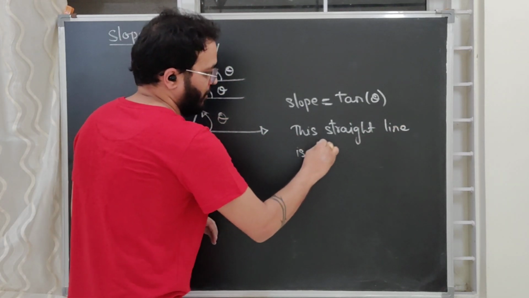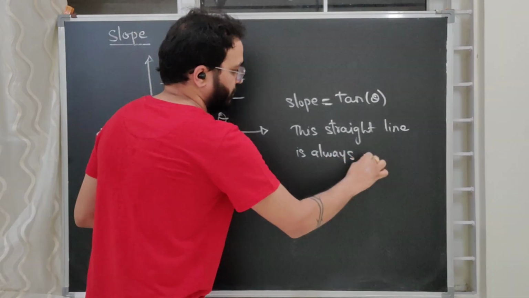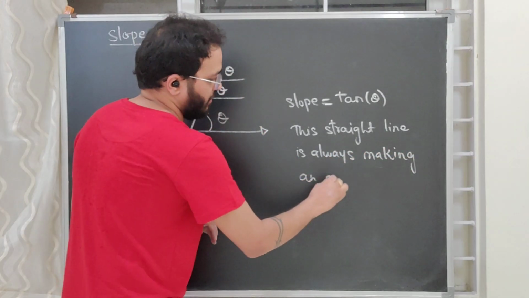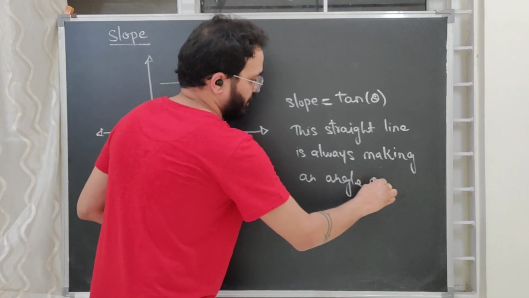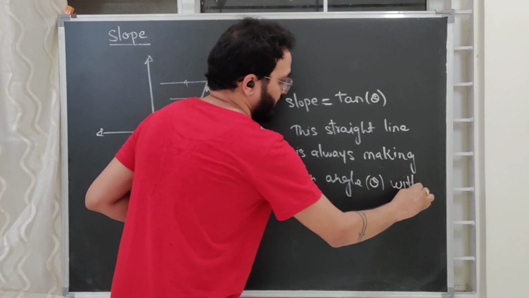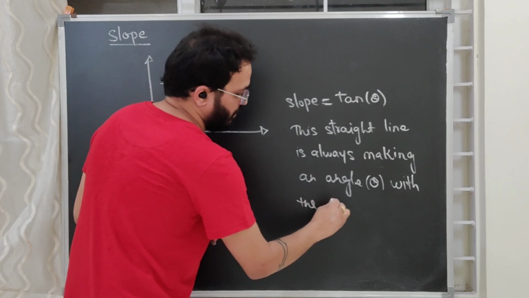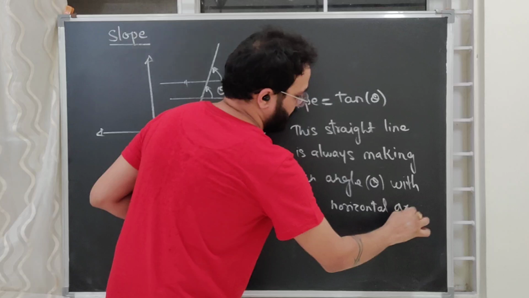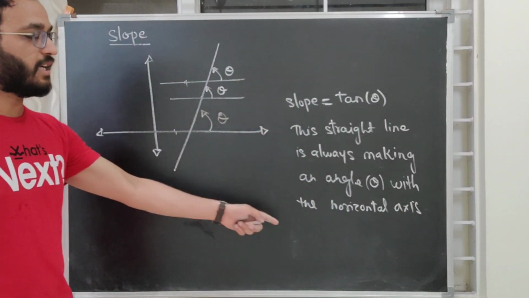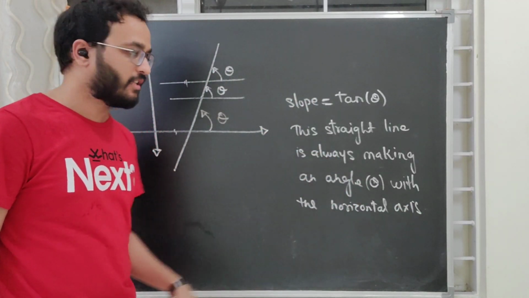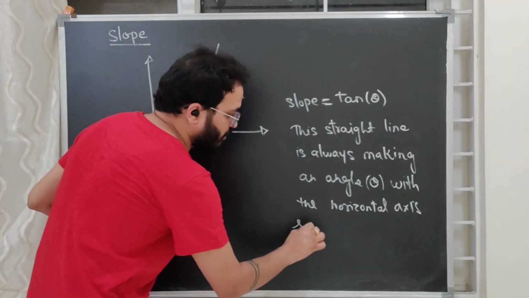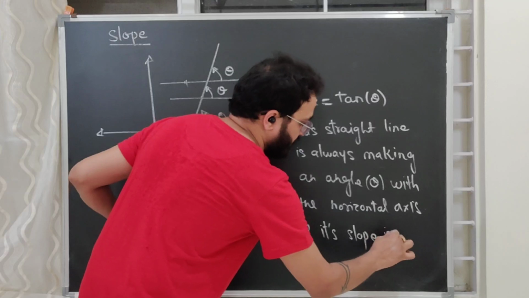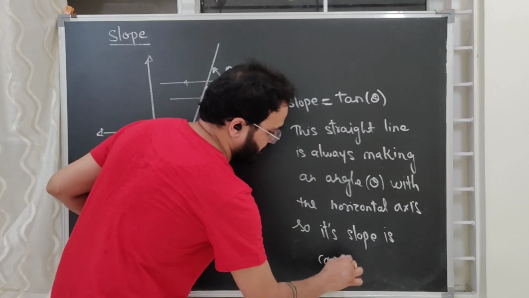Okay, that means this straight line is always making an angle theta with the horizontal axis, right? It is always making an angle theta with the horizontal axis, so its slope is constant.